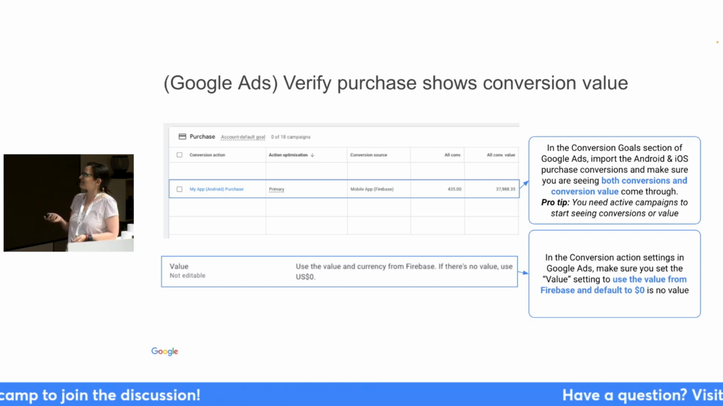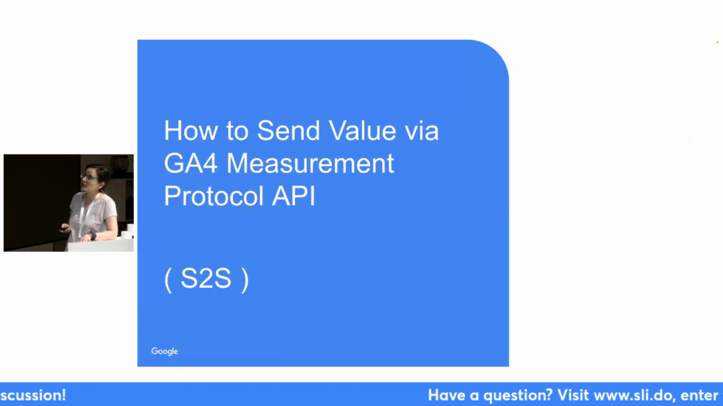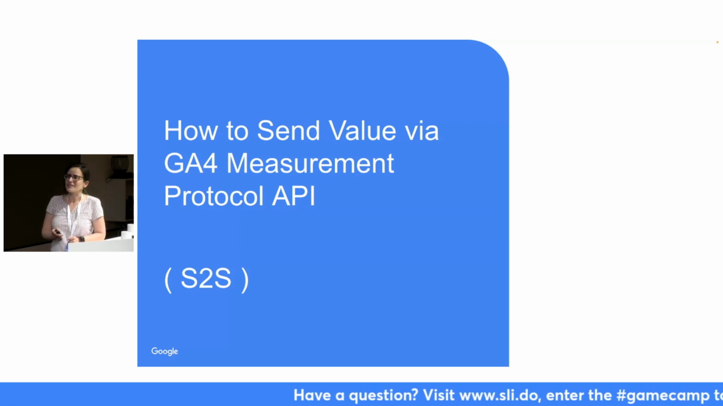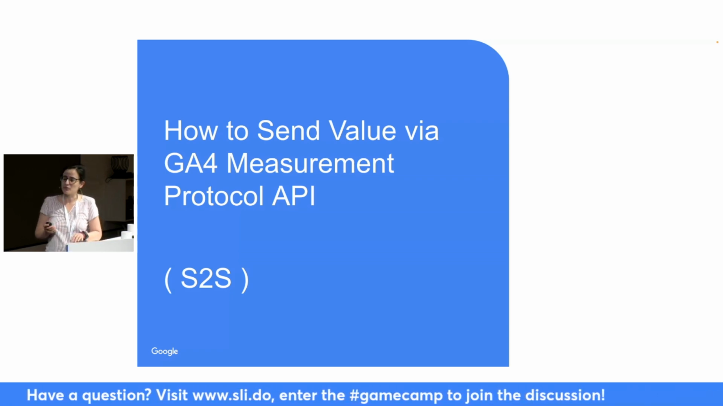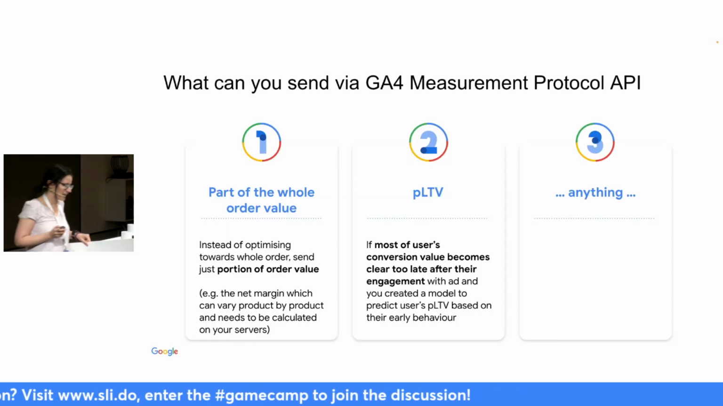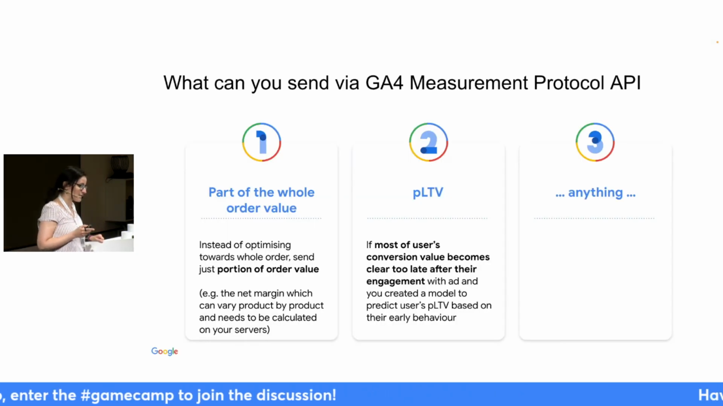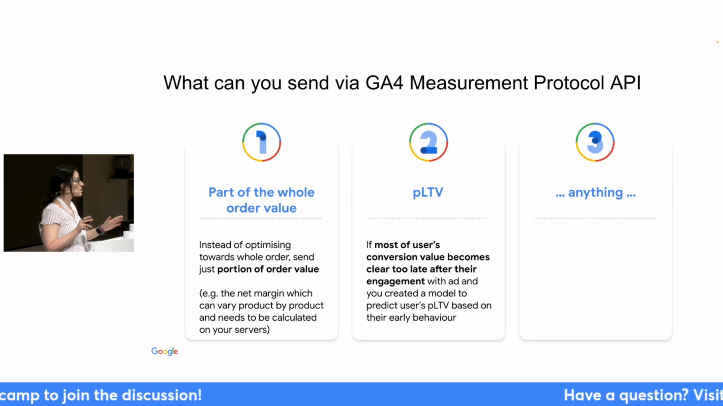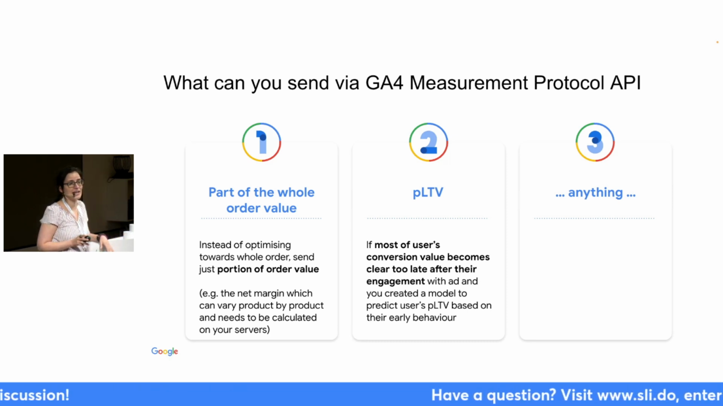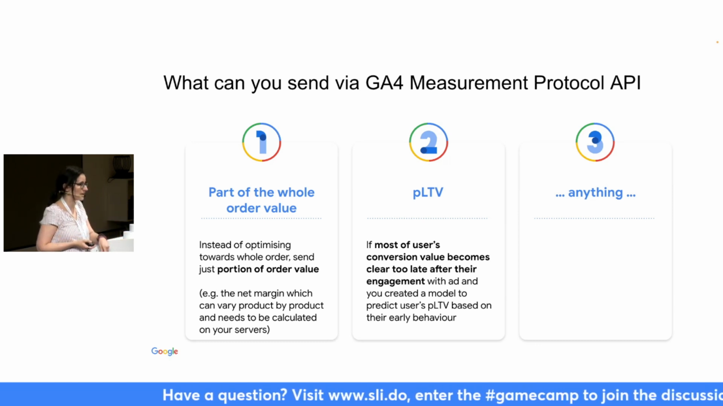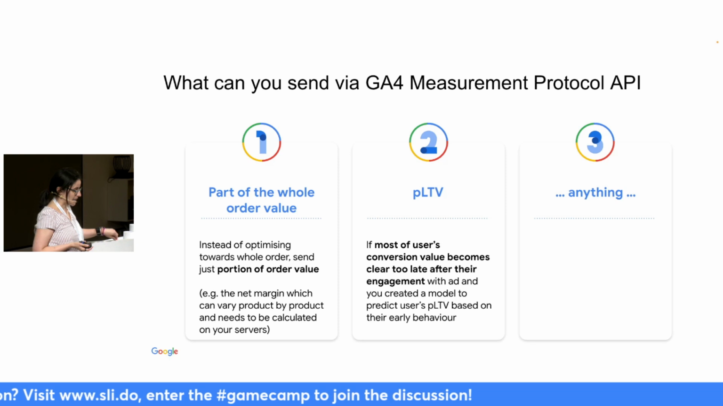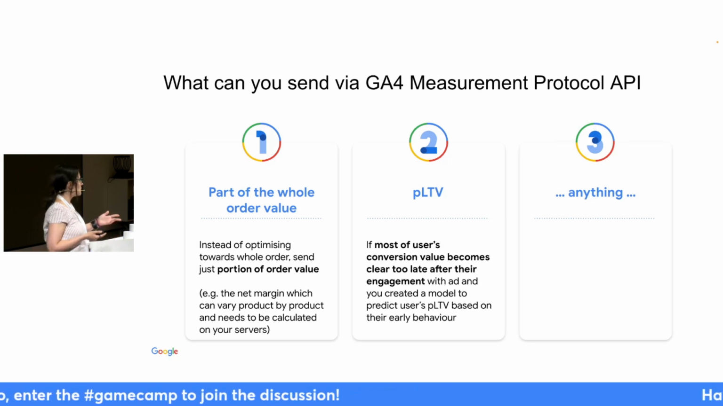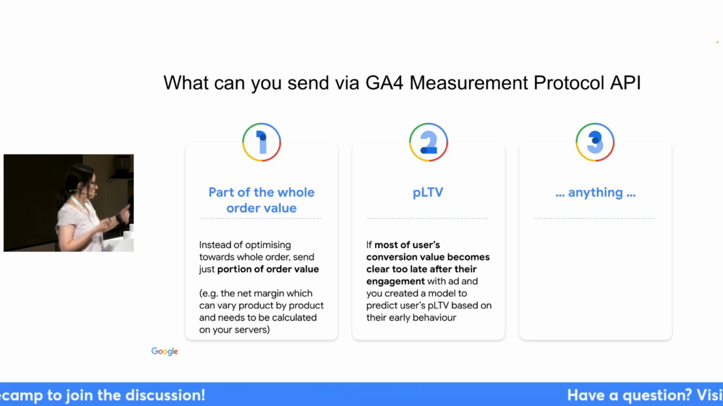Okay, now look at maybe, depends, but potentially a bit more complex thing. So how to send value via S2S. So the GA4 Measurement Protocol API, first of all to mention, I'm not sure if all of you have heard about that, but that's the API with which you can send events to GA4 so that you see those events in reporting.